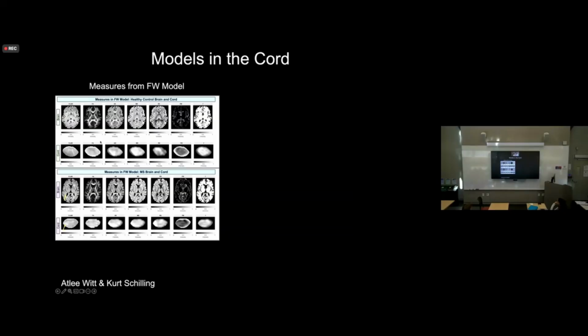So shown here on the upper left is from the free water model, looking at our different types of imaging outcomes we can get here: fractional anisotropy, AD, RD, MD, things like that, free water fraction. And when we look at this in the MS cord, you look at it and you say, well, I'm not really impressed that there's a major difference. And I agree with that.